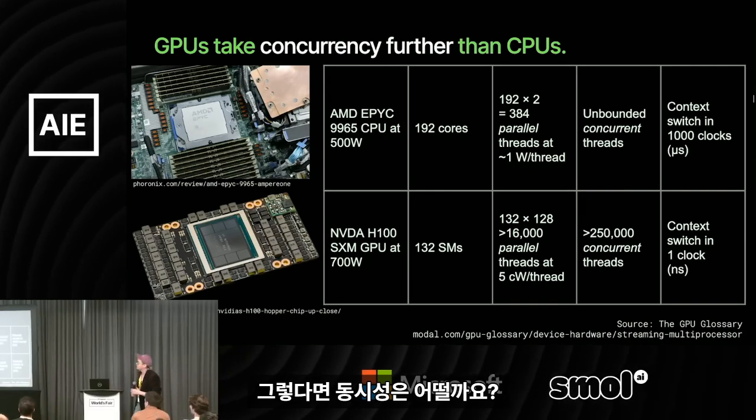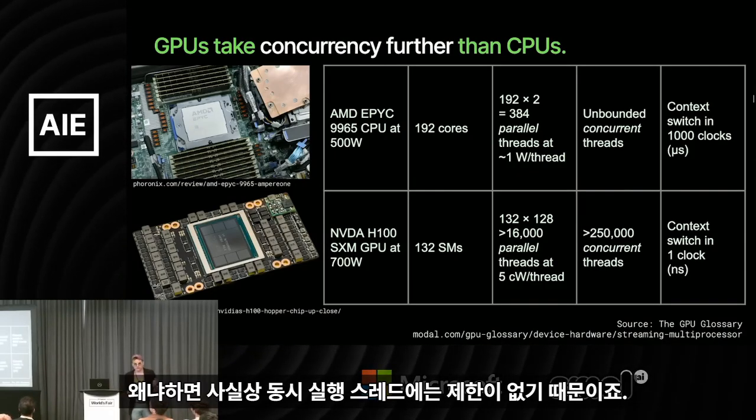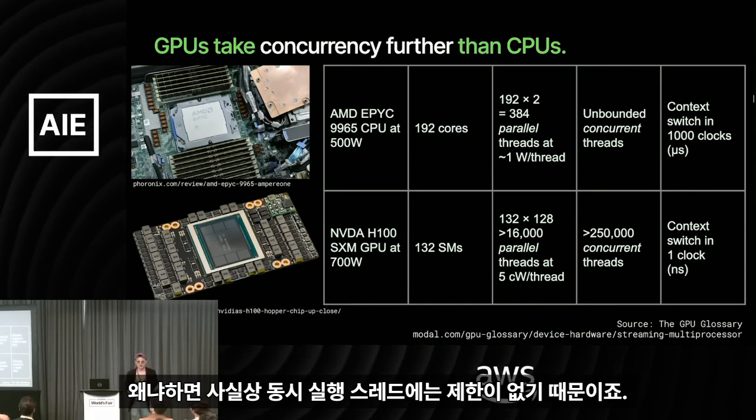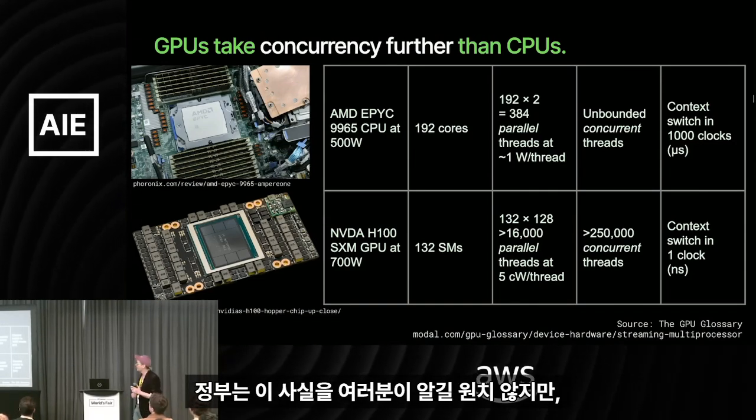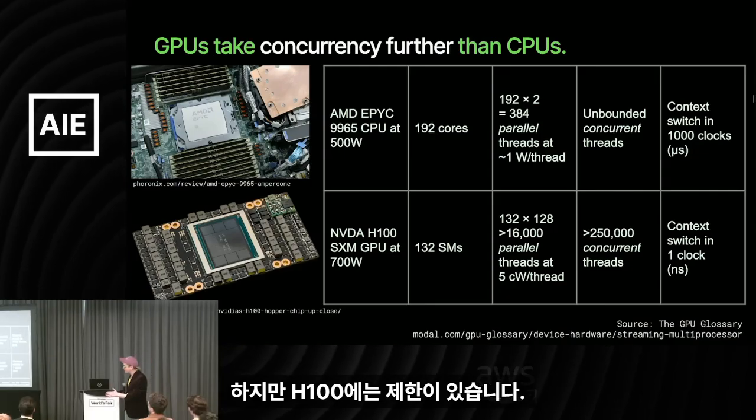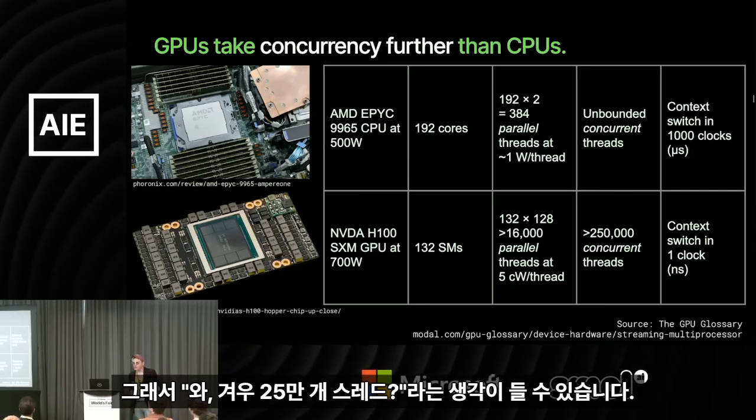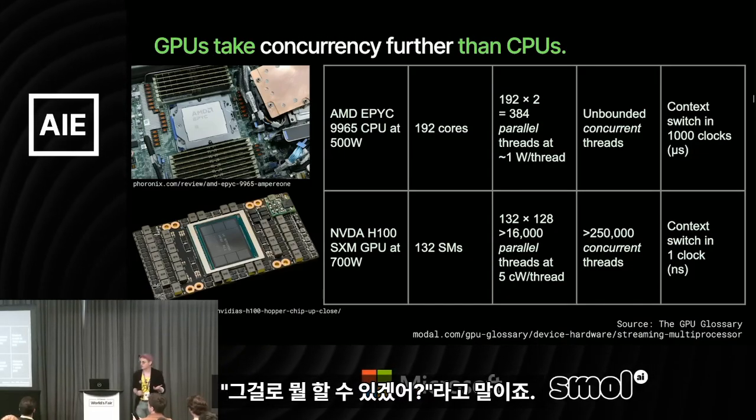So what about concurrency? It may look like CPUs have an advantage here because effectively concurrent threads are unbounded. You can just make a thread in Linux, like it's free. The government doesn't want you to know this. But there's a limit on H100, so it looks like, oh wow, only 250,000 threads. What am I supposed to do with that?